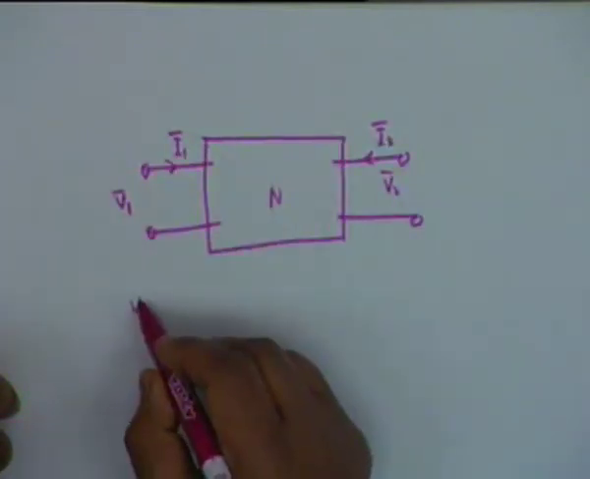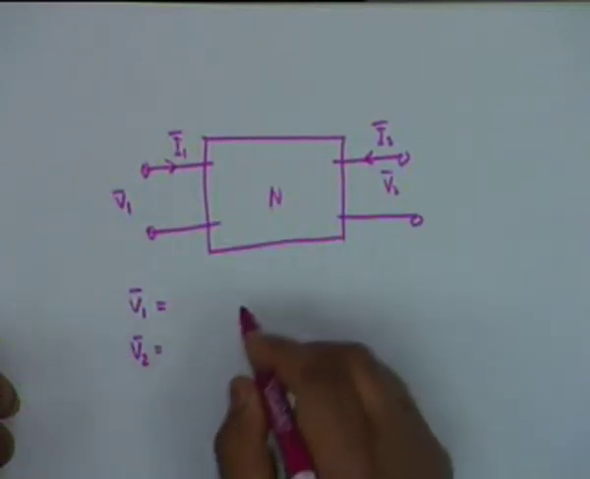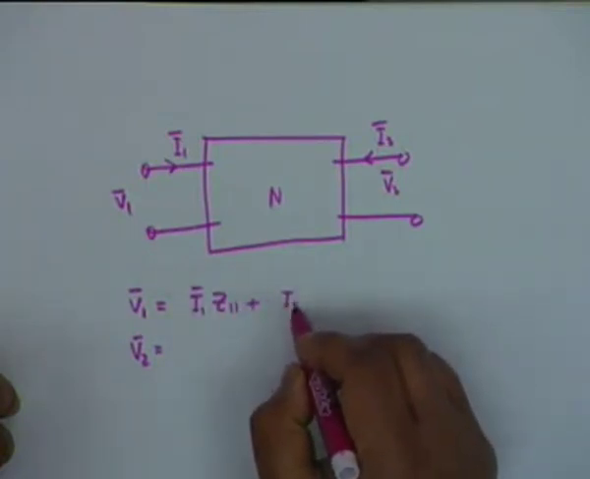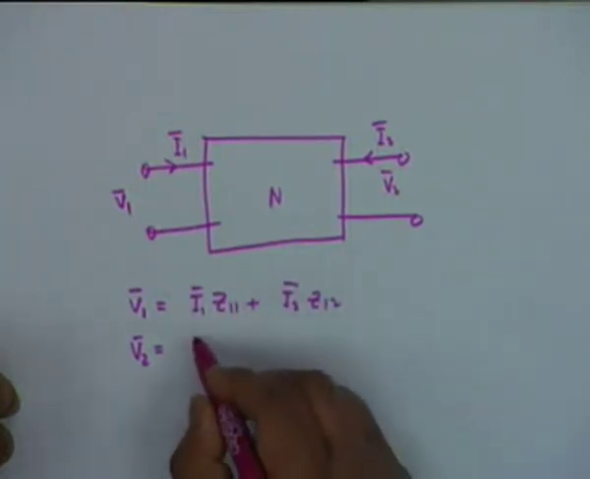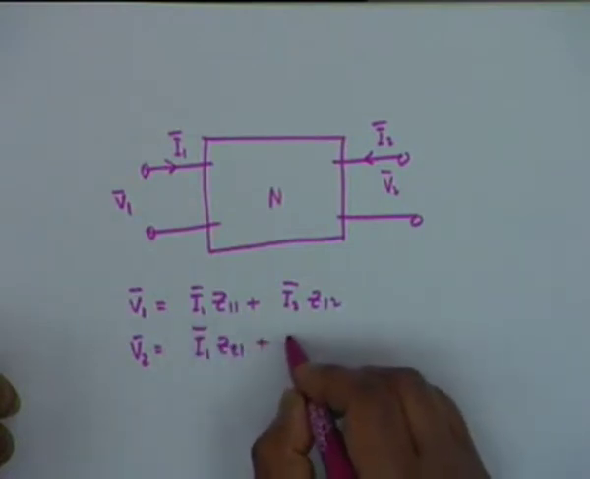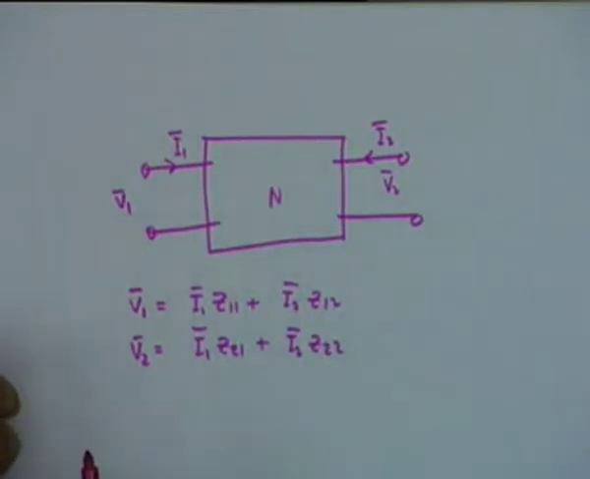Two of them which are most popularly used are the currents as the independent variables and the voltages as dependent variables, and we have V1 = I1 Z11 + I2 Z12 and V2 = I1 Z21 + I2 Z22. In order not to write these bars again and again, we will omit the bars. It will be understood in the context that these are phasors.